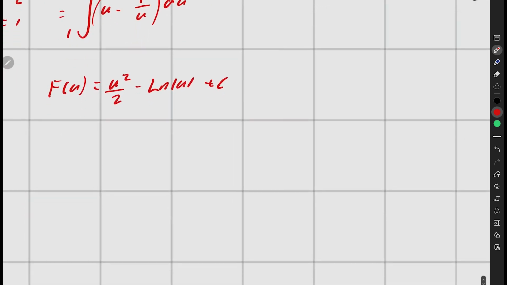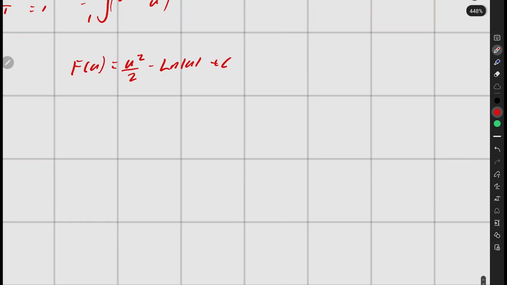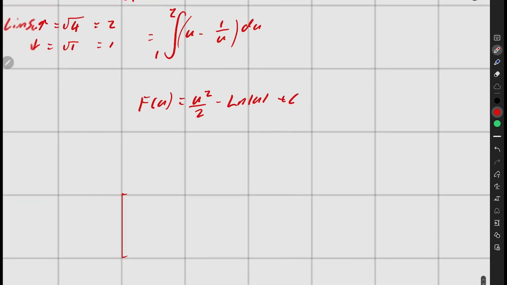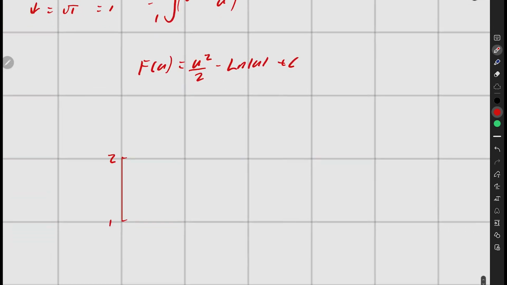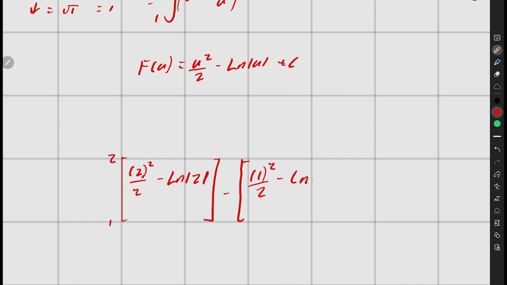So let's substitute our limits into this definite integral. This is the exact same process as your normal definite integration. First, I'm going to put some brackets in there, with our limits 2 and 1. We're going to have 2 squared divided by 2, just substituting the limits into the equation, minus the natural log of 2. Then we're going to take away 1 squared divided by 2, minus the natural log of 1.